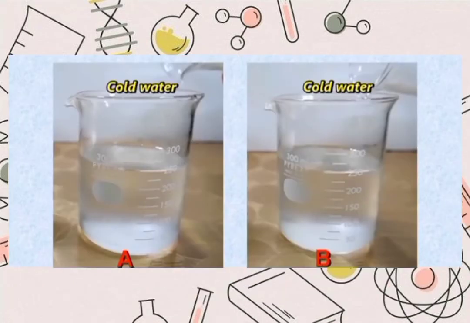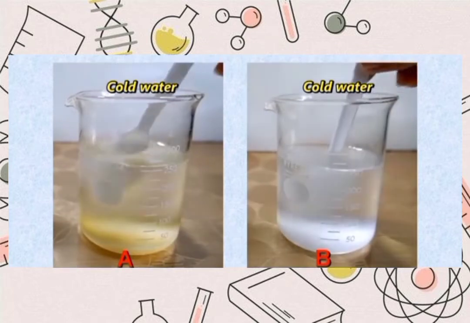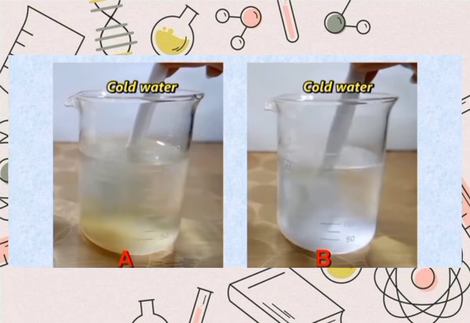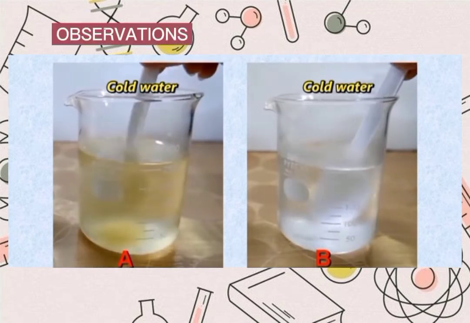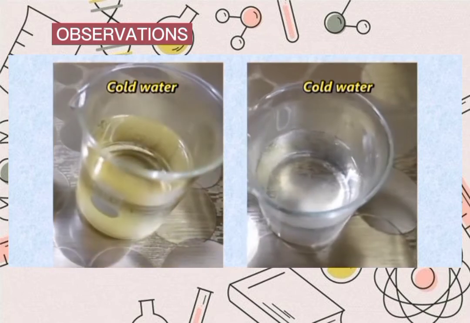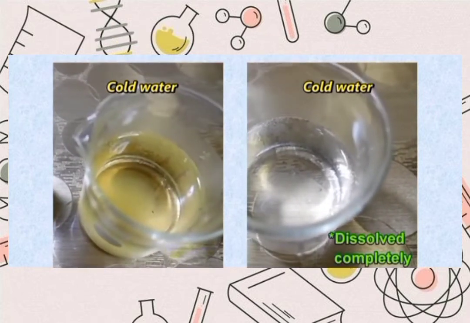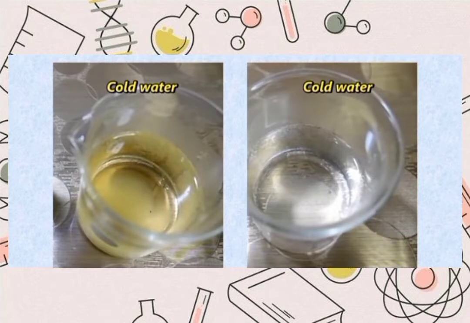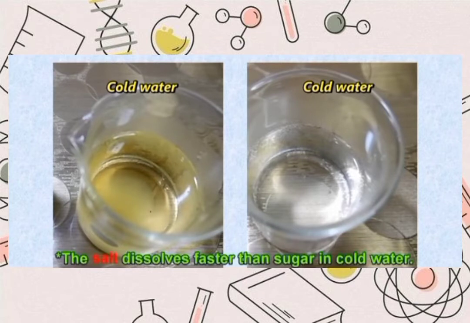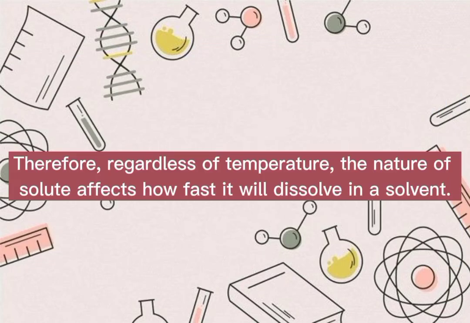Now, let us proceed to cold water. These two beakers are filled with cold water. One has sugar and the other has salt. Stirring both solutions, observation: the salt dissolves completely while there is still a small amount of sugar. Thus, the salt dissolves faster than sugar in cold water. Therefore, regardless of temperature, the nature of the solute affects how fast it will dissolve in a solvent.